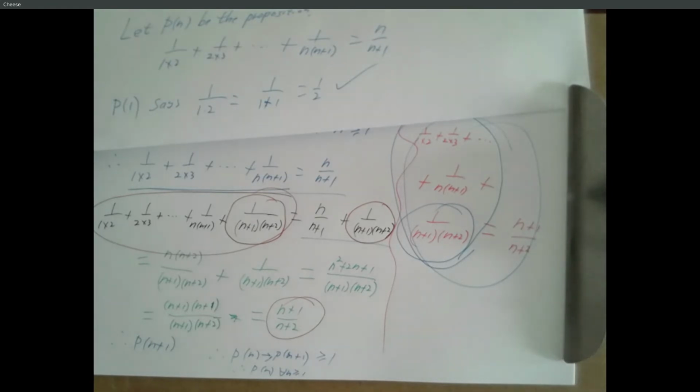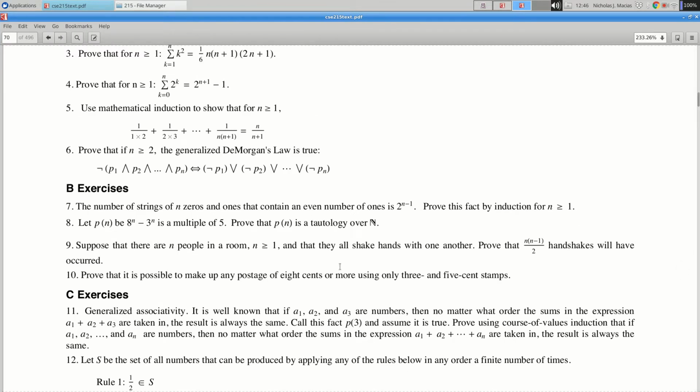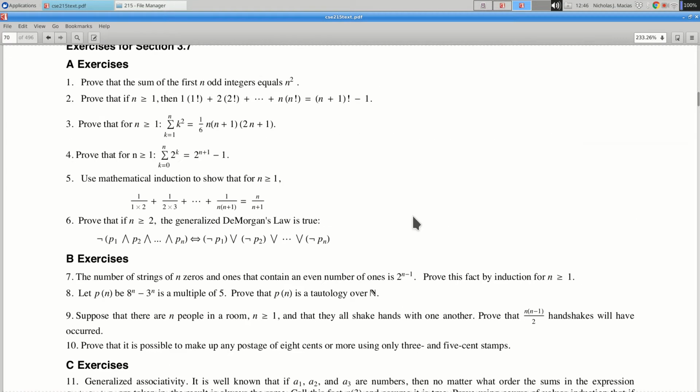So that's pretty much what every inductive proof looks like in some form or another. Now sometimes it's some expression, usually a summation or a product, is equal to something. Sometimes it's an inequality. Show that n factorial is bigger than n squared. Sometimes it's something about divisibility. Show that this is a multiple of 5 for all n. Sometimes it's something weird with people shaking hands. I won't do a weird one on you. But in all these cases, your steps are the same.